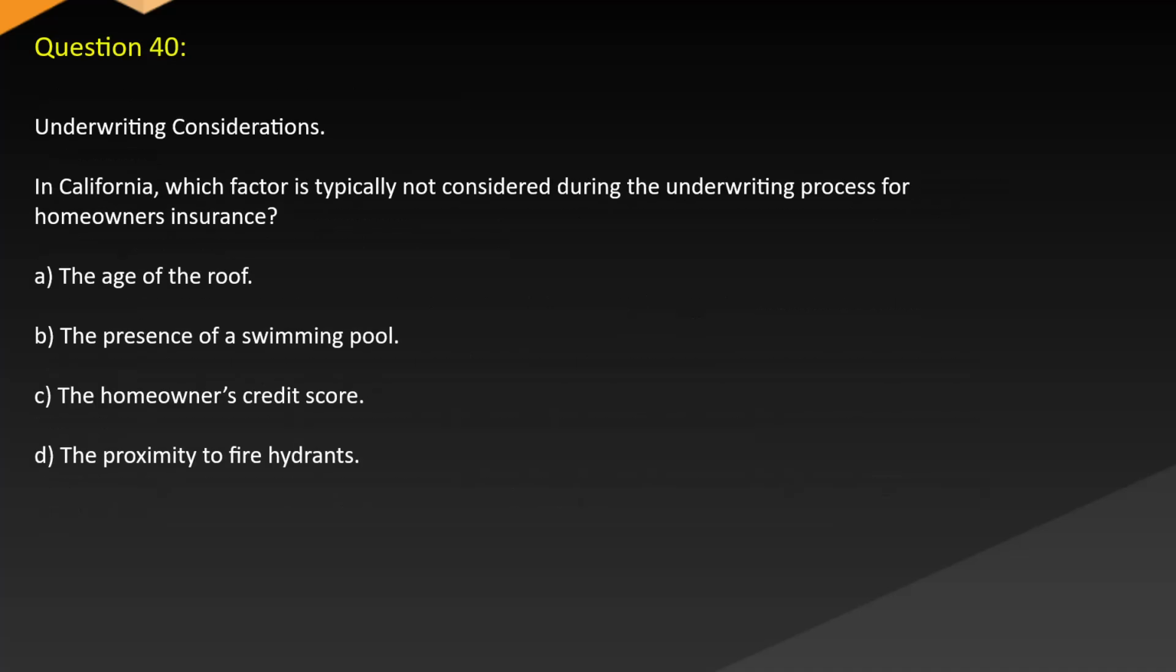Question 40. Underwriting considerations. In California, which factor is typically not considered during the underwriting process for homeowners insurance? A. The age of the roof. B. The presence of a swimming pool. C. The homeowner's credit score. D. The proximity to fire hydrants.